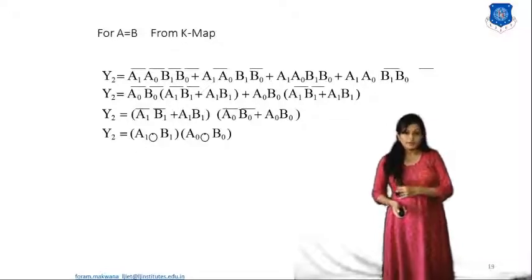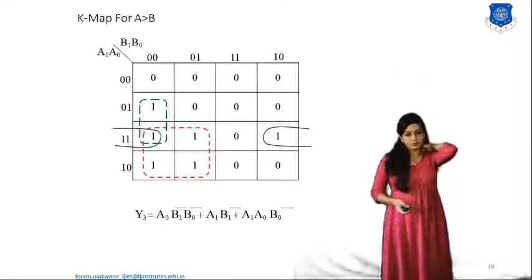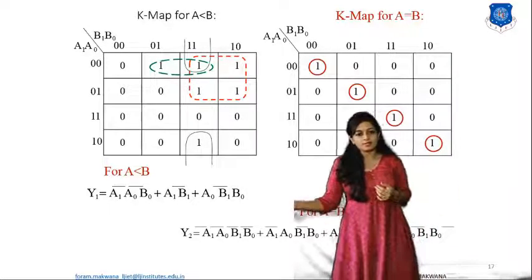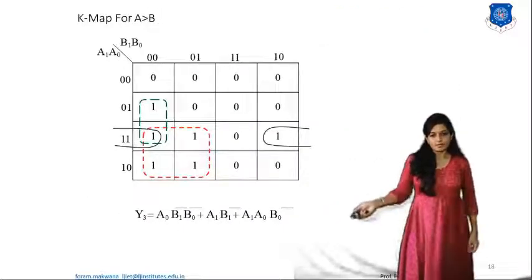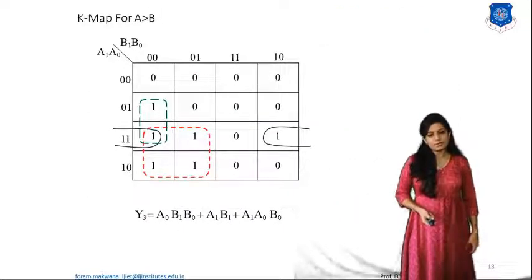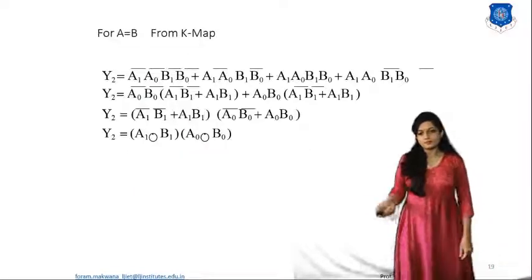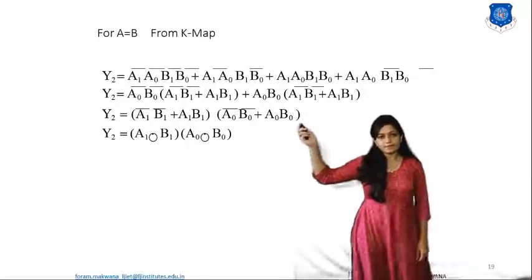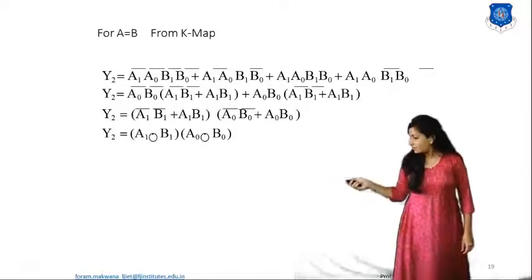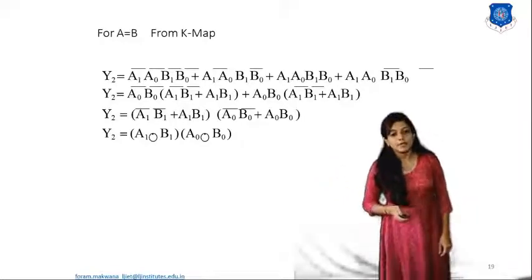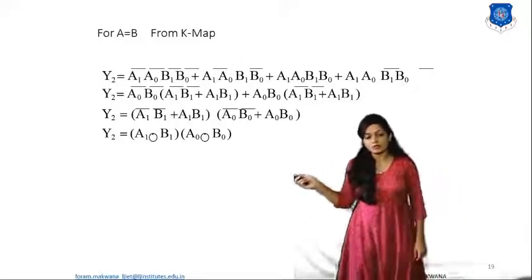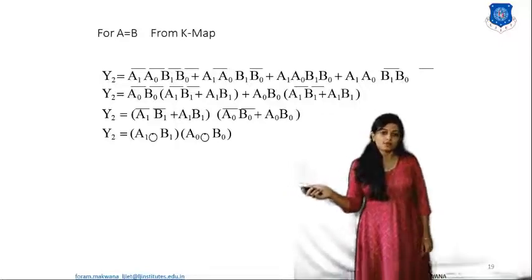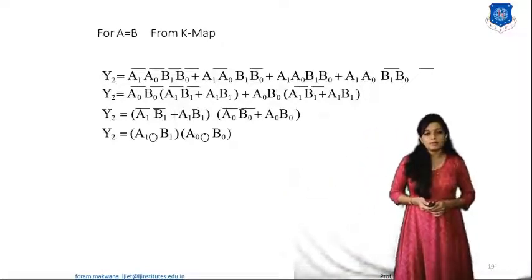So we are able to identify the expressions for y2, for y1, and for y2. If we simplify the expression for y2, it is nothing but A1 XOR B1 and A0 XOR B0, x0. Why? Because for XOR it is A dash B plus A B dash. For x0 it is A dash B dash plus A B.